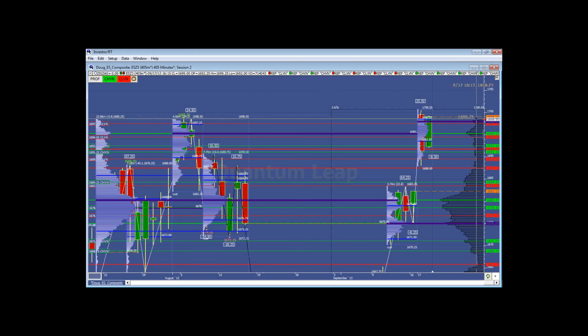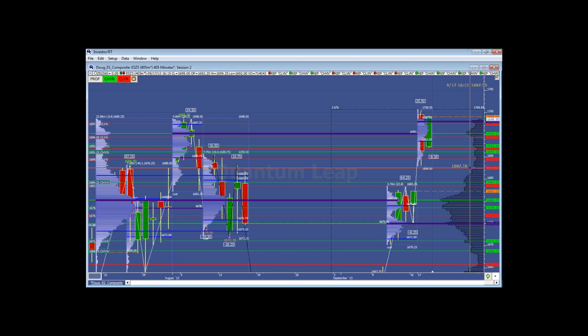If we hold this area around 98 to 1700 right into Fed, this would be my initial target below on any type of weakness shown. The value area high on this is 98.50. The value area low is 93.50. The key LVN for me today is going to be this 1687.50.